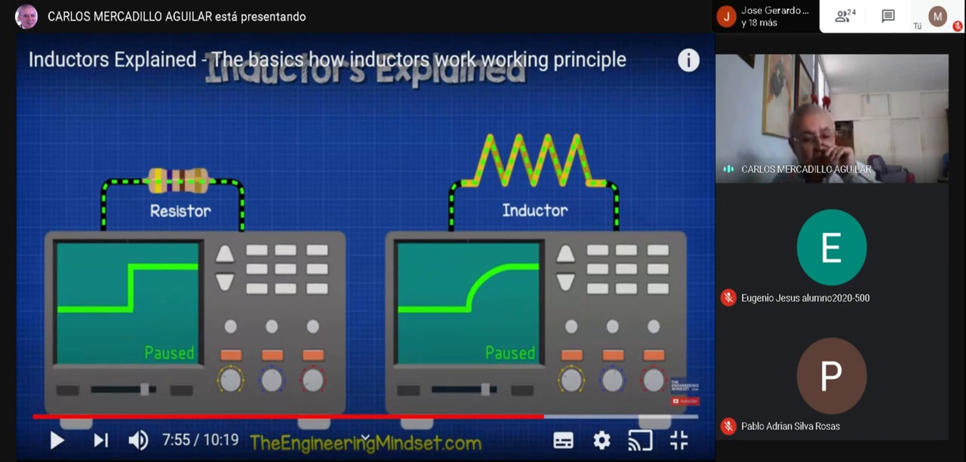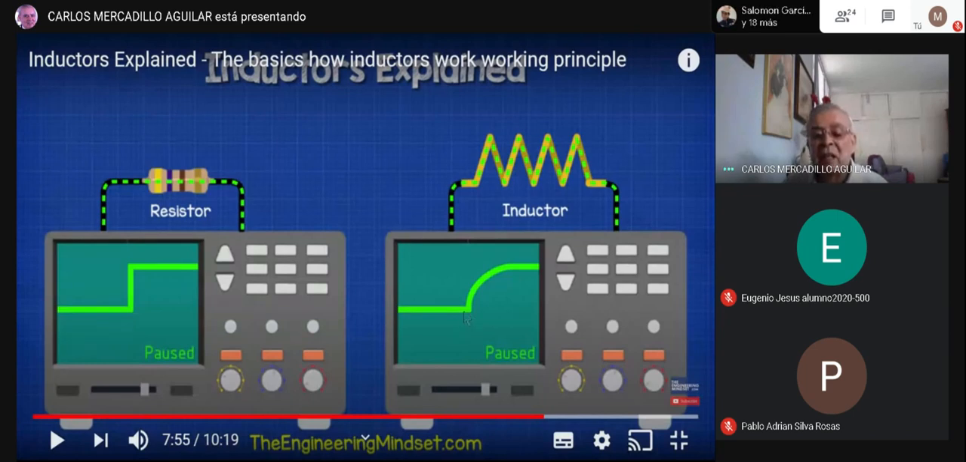If we measure the current through the resistor, when we start it, it instantaneously rises to its maximum value, that is indicated by the voltage divided by the value of the resistor, E divided by R. Okay? And it will be constant. But the inductor, the current in the inductor is not instant.